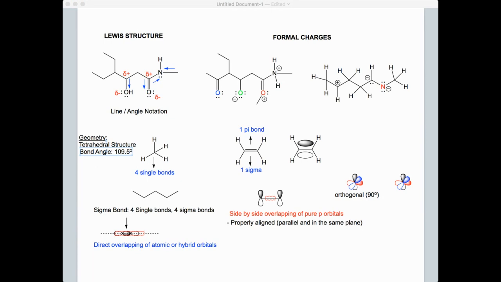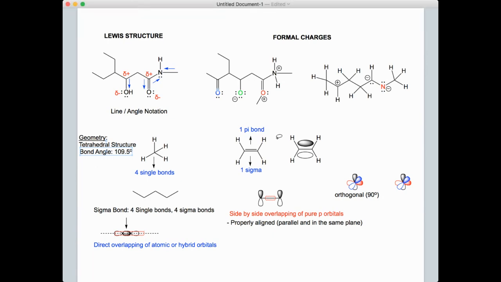Any questions so far? That's a tetrahedral structure. Guys, it's important for you to see that. Okay, good.